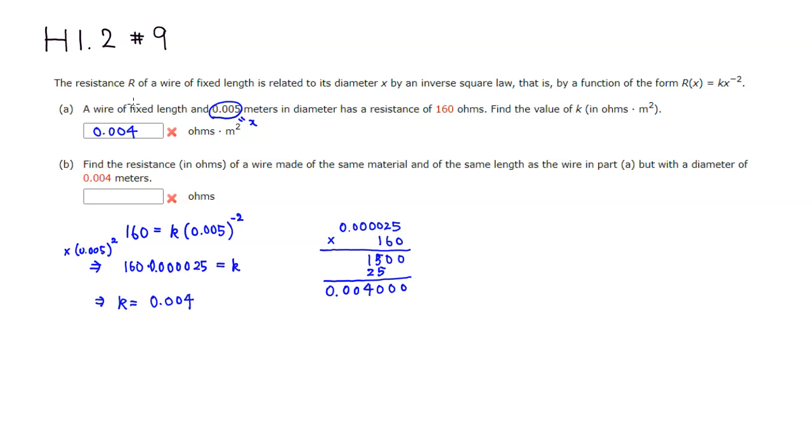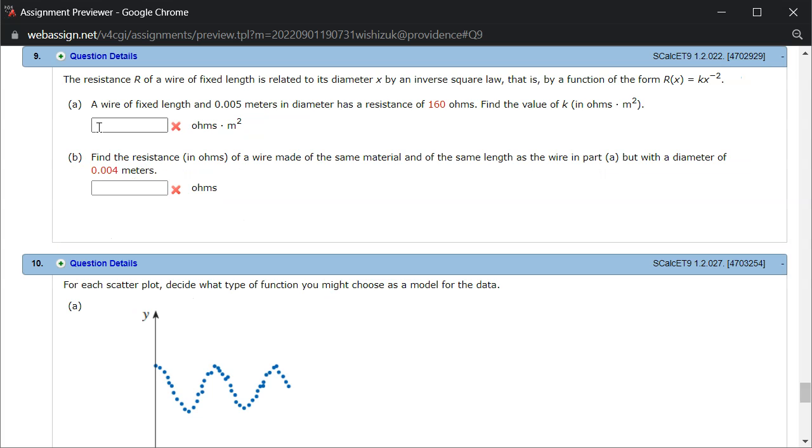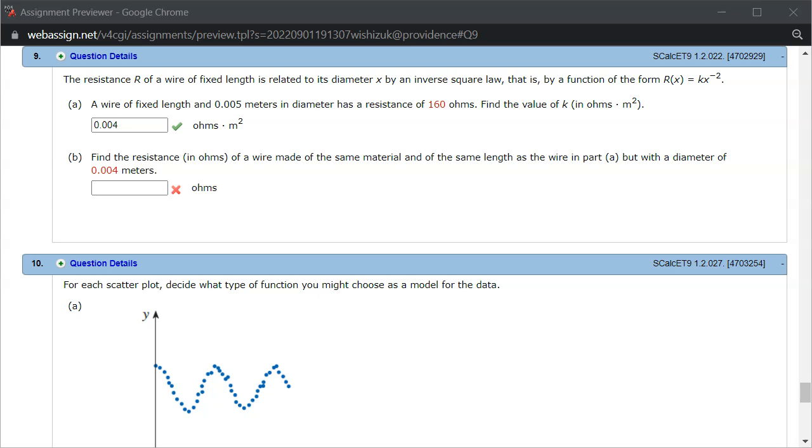All right, so let's type it in: 0.004. Let's check the answer. It came back and looks like we got part A correctly. Let's move on to part B.